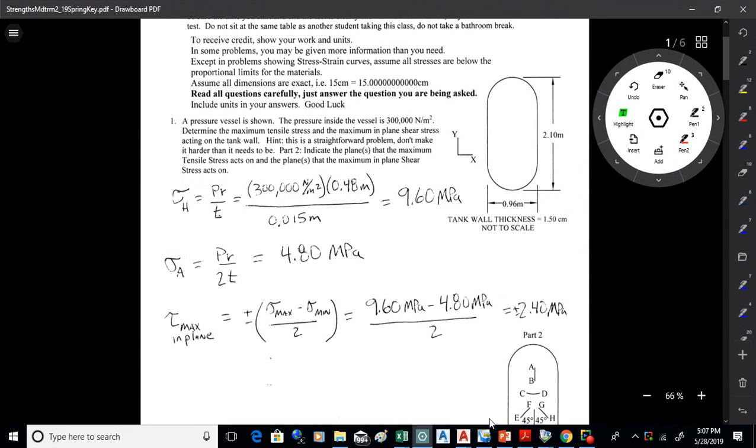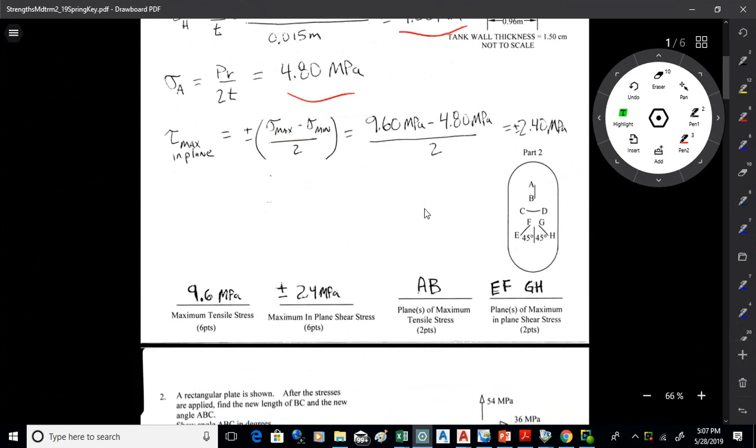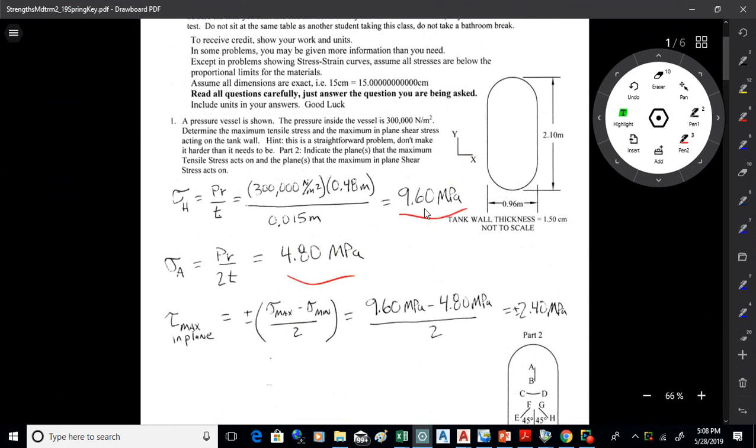Here's a look at the key for the midterm. This first one, we've got a pressure vessel. What we want to do is find the hoop and axial stresses. Now that's the maximum and minimum normal stresses in the tank. So the maximum normal stress is 9.6 megapascals.